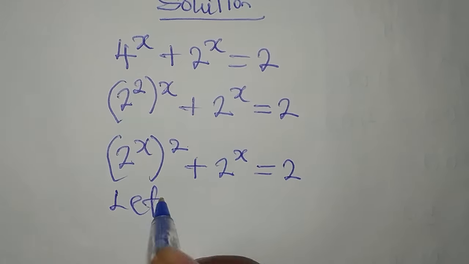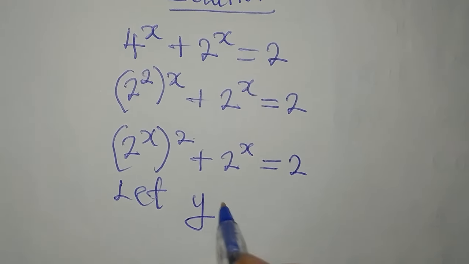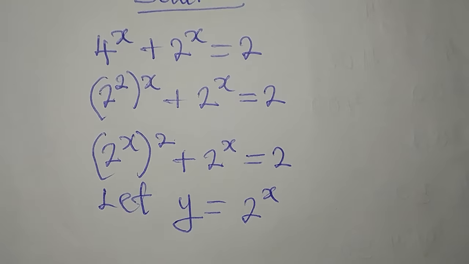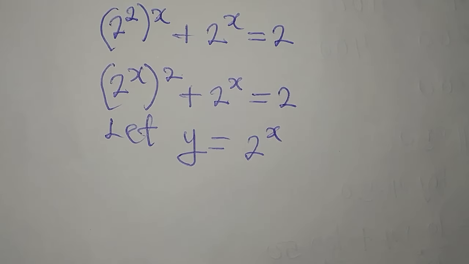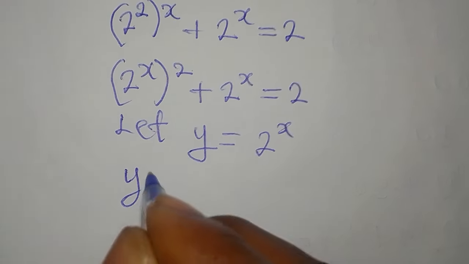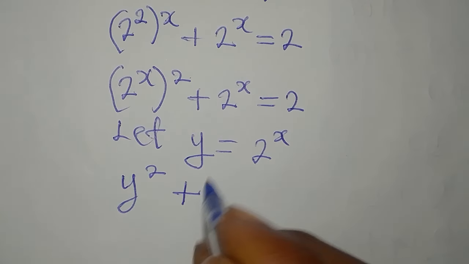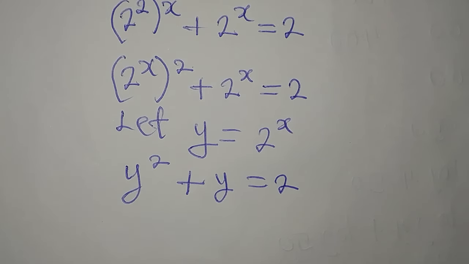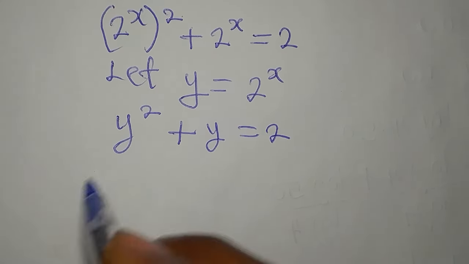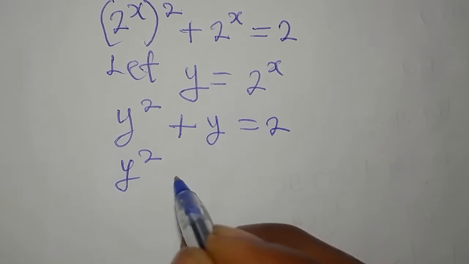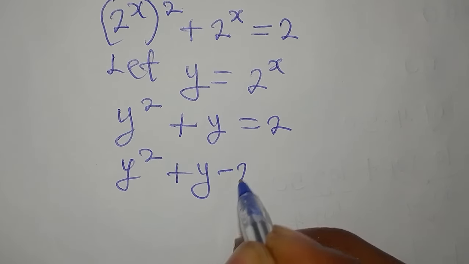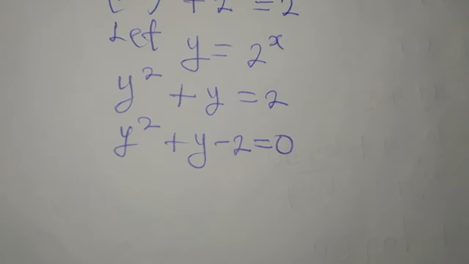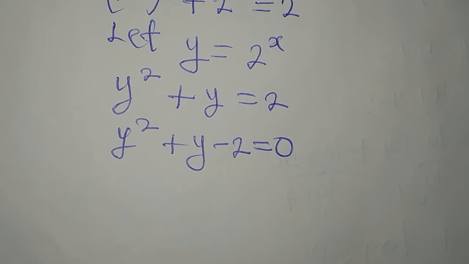Now let y be 2 to the power of x. This means that we now have y squared over here, plus here we have just y, and this is equal to 2. Why don't we take 2 to the left, so that we have y squared plus y minus 2 is equal to 0.